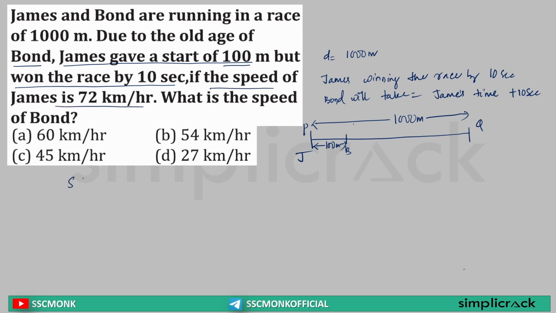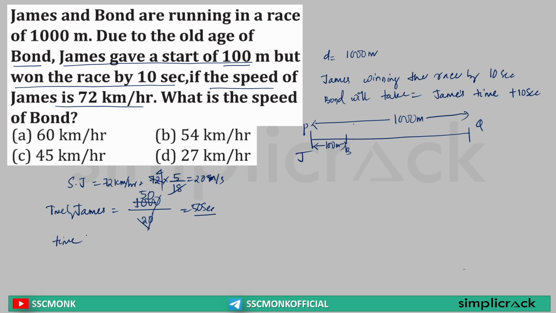Okay, now it is said the speed of James is 72 kilometers per hour. Everything is in meters per second, so I will write 72 into 5 by 18. 18 for the 72 is 4, 4 into 5 is equal to 20 meters per second. Sir, James is running 1000 meters with a speed of 20 meters per second. So what will be the time taken? Time by James is equal to 1000 divided by 20, which is 50 seconds. Sir, if James takes 50 seconds to reach this destination, then the time taken by Bond will be 50 plus 10, that is equal to 60 seconds.